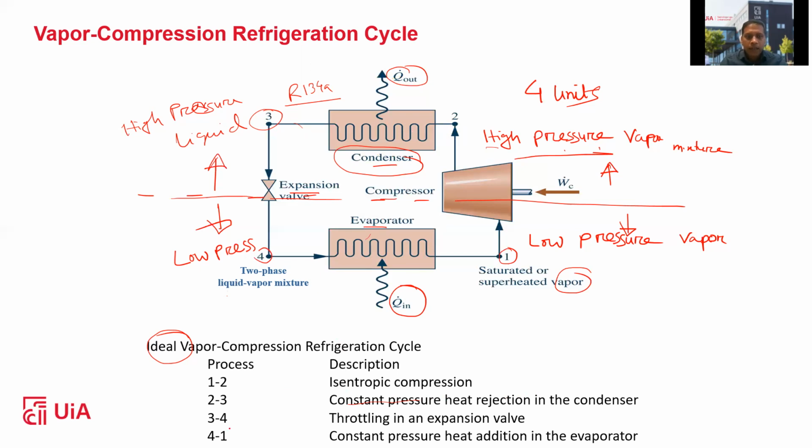And then 3 to 4 is known as a throttling in an expansion valve. So what is that? You can see it's actually changing the high pressure to the low pressure again. And then again at point 4 and point 1, we can say this is a constant pressure heat addition. It's adding some heat from the surroundings, as you can see the Q in here. Okay, so I hope that this explains the vapor compression refrigeration cycle, and it's really interesting.